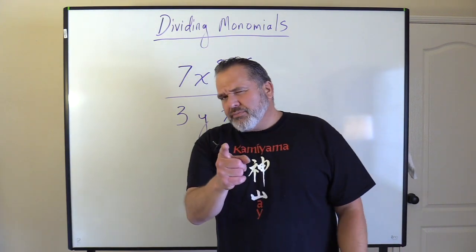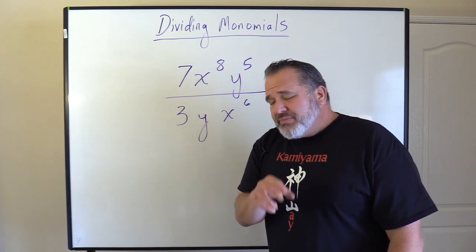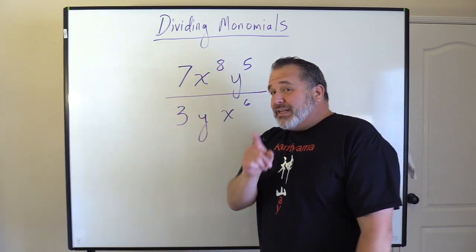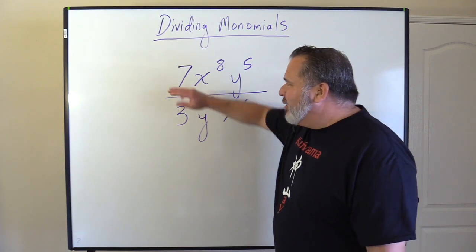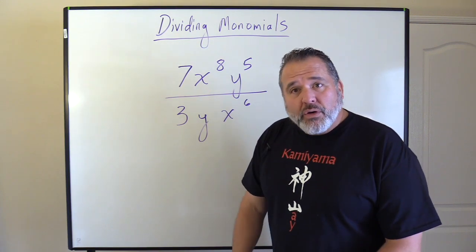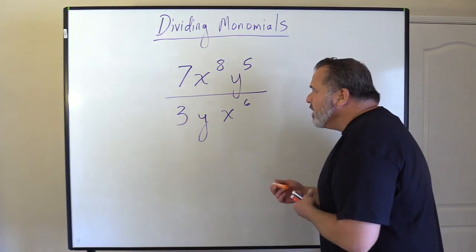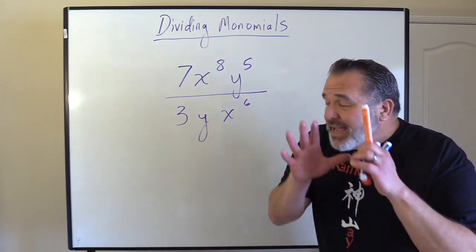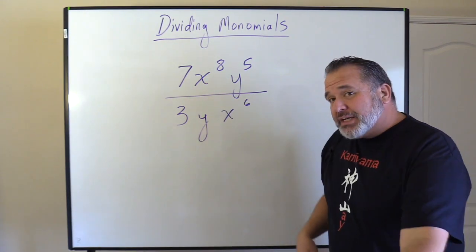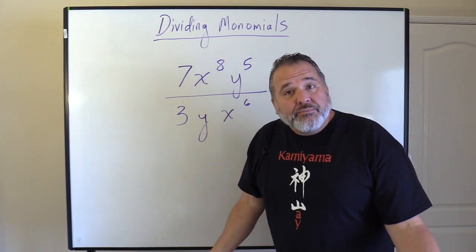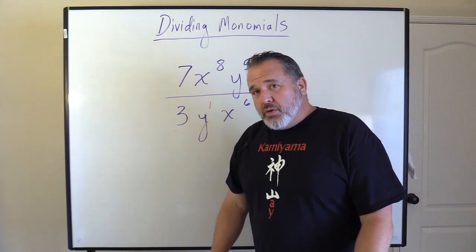And I ask myself, can we reduce 7 and 3? Is there a number that goes into 7 and 3 evenly? It's got to be the same number. Answer is no, right? There is nothing that goes into 7 and 3 evenly. So therefore, there's no reducing the coefficients. We leave them alone. But now look, this is where it gets fun. Because what I'm going to do now is look at my exponents and my variables and say, does every variable have an exponent? If not, what are we going to give it? A 1. Giving it the 1, people, I'm telling you right now, is going to make things a little bit easier for you.